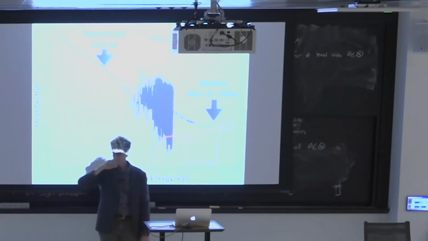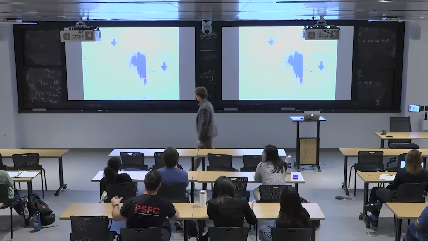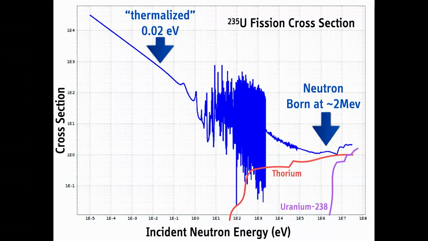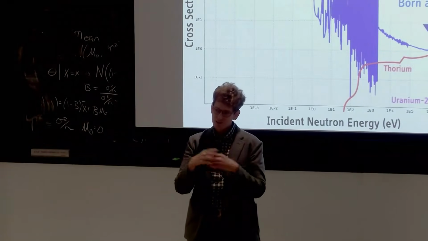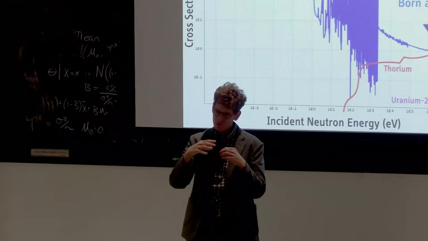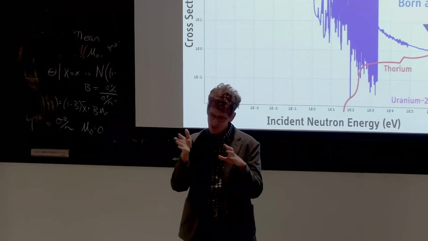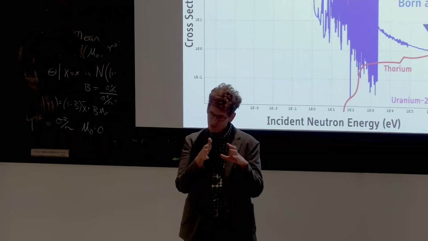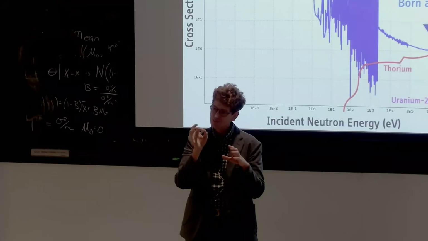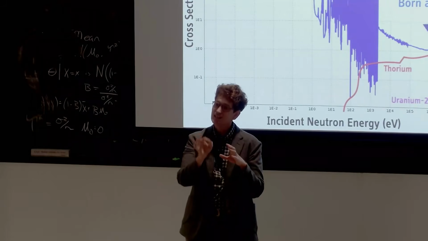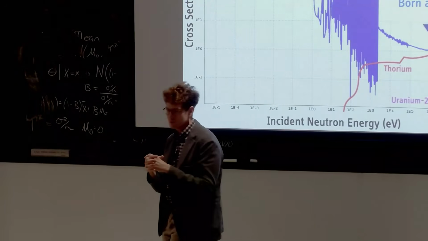Why is it so jagged? That's called the resonance region. It has to do with the fact that the nucleus, just like the atomic states, has these resonance energy structures in it. If you happen to have a neutron coming in that is exactly the right energy, it can resonantly excite the process that allows for the fission to occur.